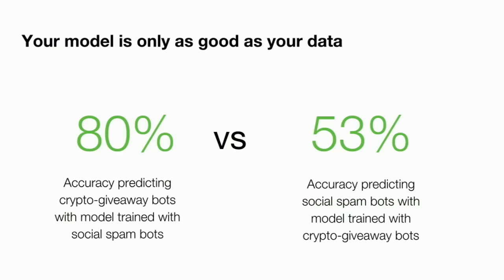What we want to stress is that your model is only as good as your data. We talked about how our particular data set doesn't include all types of bots. And so we want to drive home the problem associated with trying to classify other types of automation that you may have never seen before. Our model only had an 80% accuracy when trained with those social spam bots but trying to predict those cryptocurrency giveaway accounts. And when you flip that, our model was only barely better than a coin flip when trained with the cryptocurrency giveaway bots and trying to predict on the social spam bots. Again, when these bot accounts have differences or their accounts are not the same, your accuracy is going to decrease.